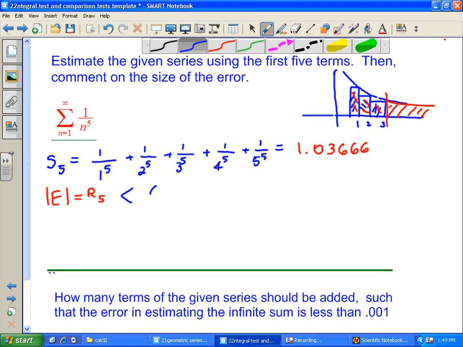So the integral from 5 to infinity of, instead of 1 over n to the 5, I'm going to put 1 over x to the 5. So basically, if you just found that area, that's going to be an upper limit for what we're missing, in this case from 5 to infinity. Okay, so let's integrate this from 5 to infinity. So we're integrating x to the negative 5, right? And that integral is x to the negative 4 divided by negative 4.